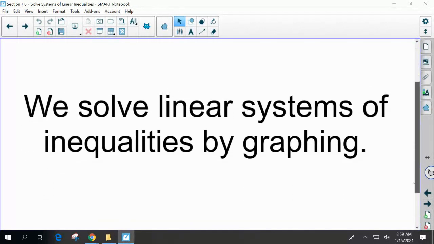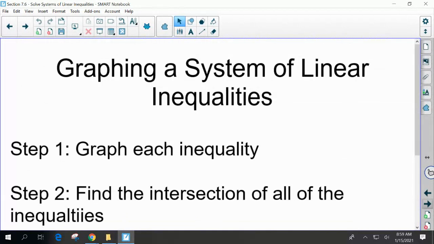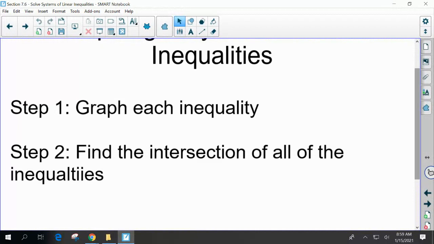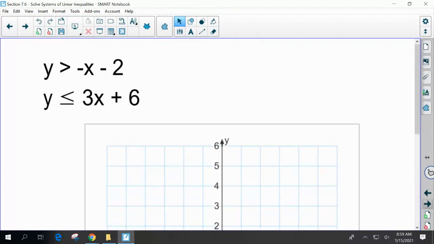So we're going to solve them by graphing. The first step is to graph each inequality, and then we have to find the intersection of all of the inequalities. They're going to overlap and intersect like we did before, and we're going to do shading. So we're first going to graph these. Just a few reminders: if it's less than or greater than, remember it's a dotted or dashed line. And if it's less than or equal to or greater than or equal to, then you get the solid line. We're going to graph these one at a time and shade them one at a time.